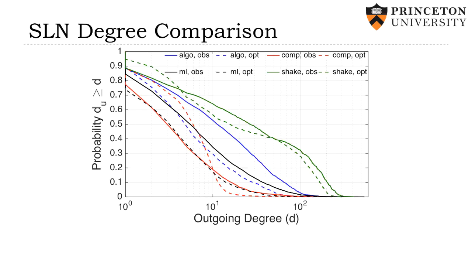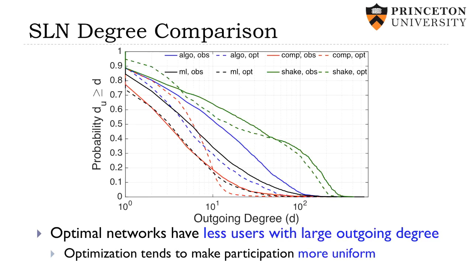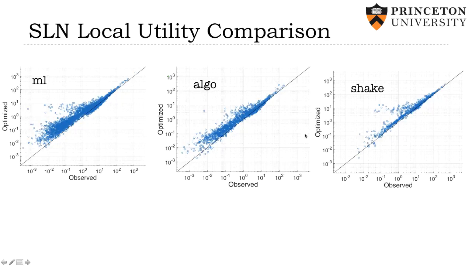There are a number of comparisons we can do to see the structural differences between the observed and optimized SLNs. One is to look at the differences between the outgoing degree distributions. We show that here for each of the datasets. The solid lines are for the observed SLN, and the dotted lines are for the optimized versions. What we can see is that the tails of the distributions get smaller after optimization because there are less learners that have large outgoing degrees. In other words, optimization tends to make participation more uniform so that learners are gathering their information from more people. So, the optimal network tends to improve global network utility, resulting in a social learning network that is more distributed in participation. But what about the local utilities for each of the users?